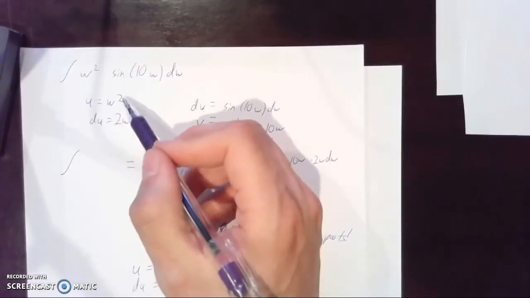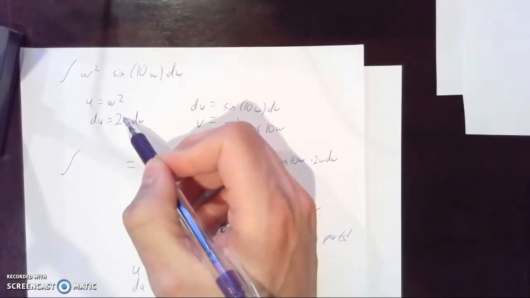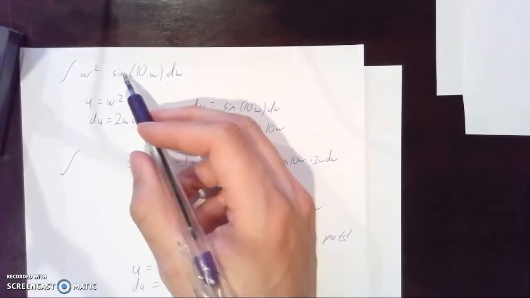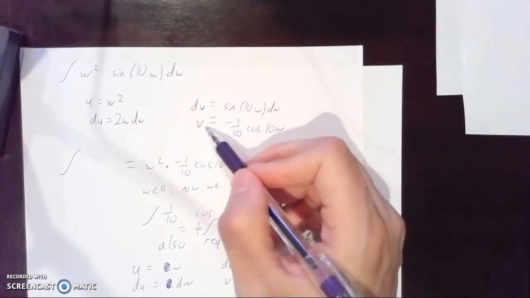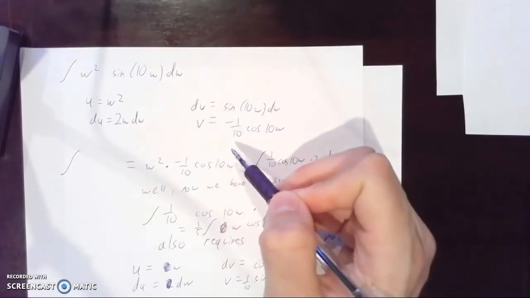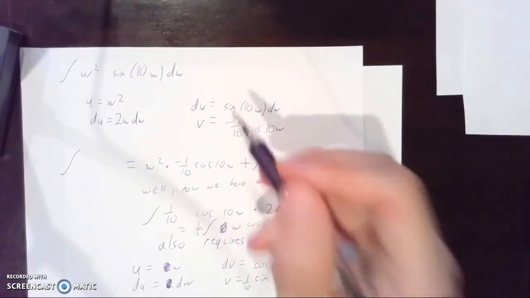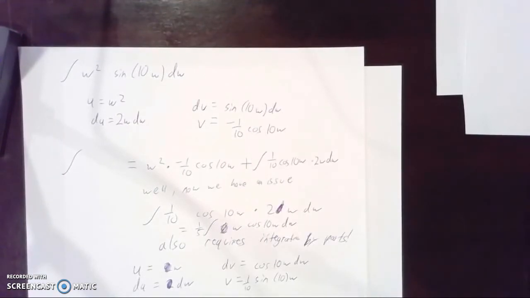So we've got problems. Well, we're going to make u w squared because that's going to get simpler when you differentiate it. And we're going to make dv sine of 10w. That's not horrible when you integrate it, right? Those are kind of how these choices work. Sometimes both ways will work on integration by parts. But anyway, that's what we're going to do.